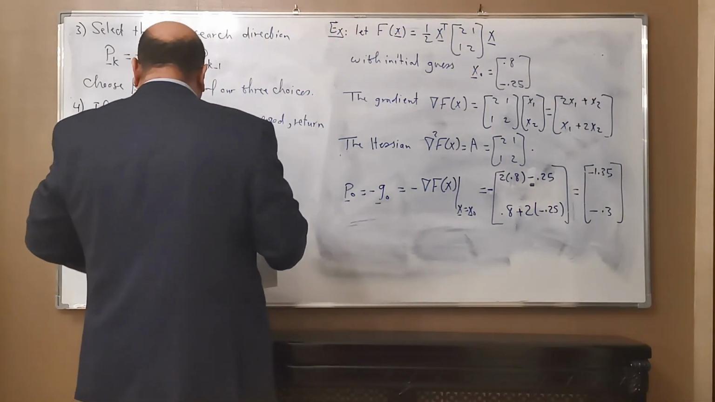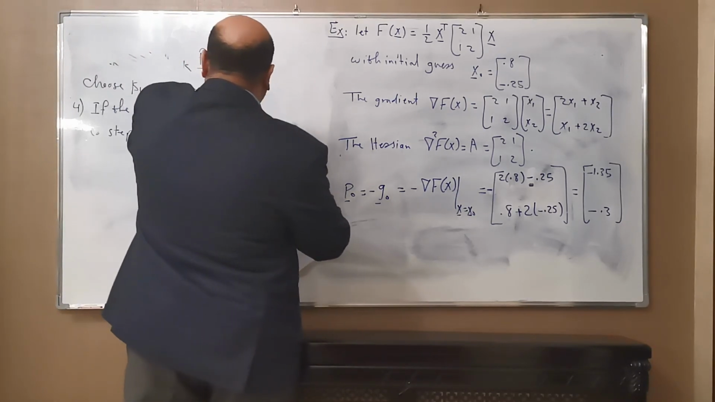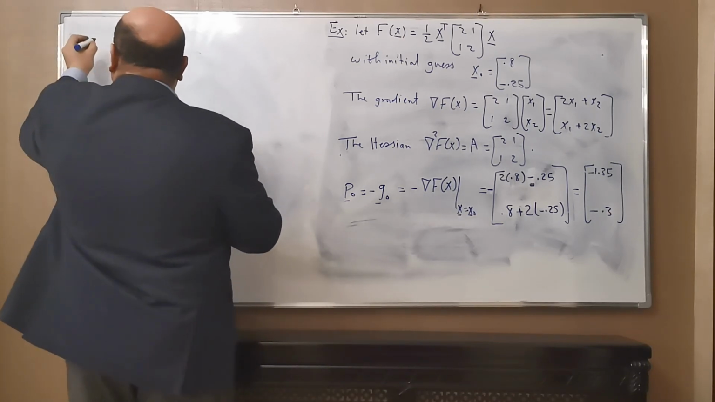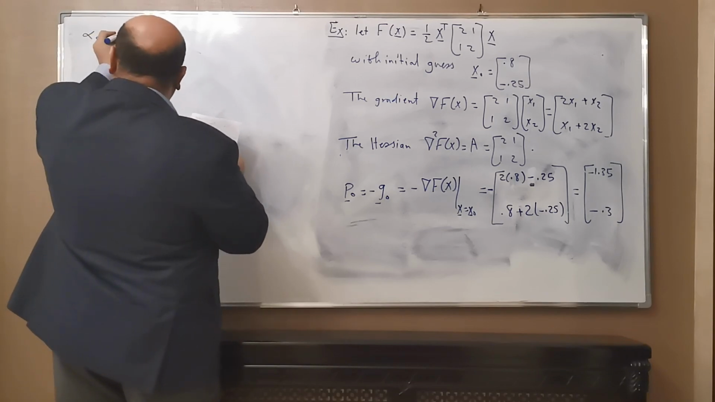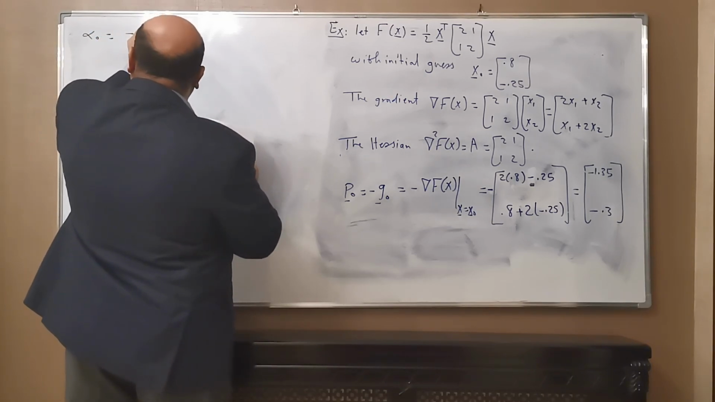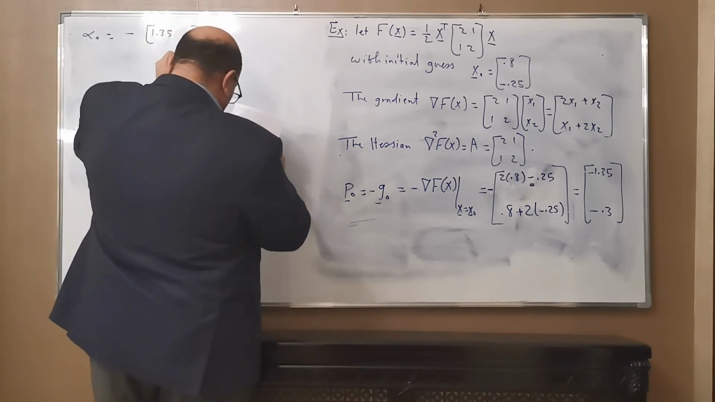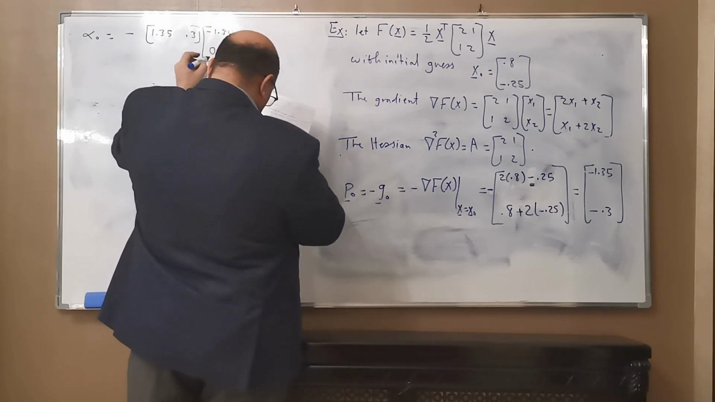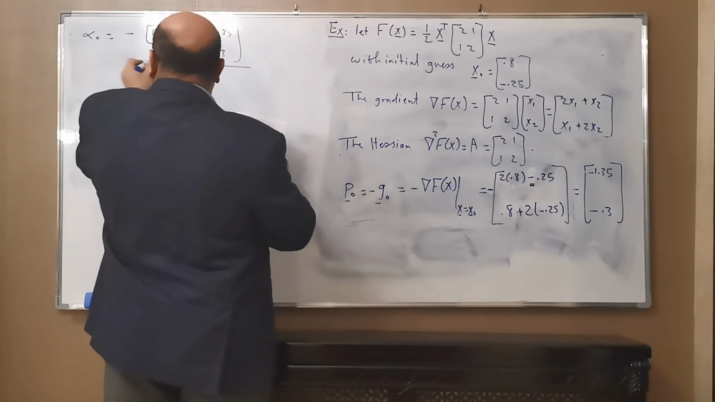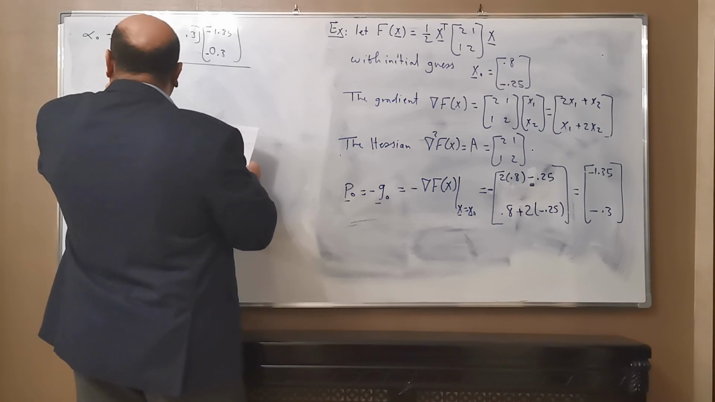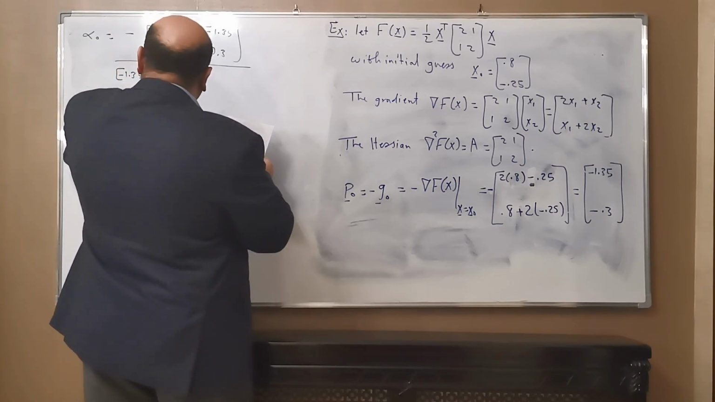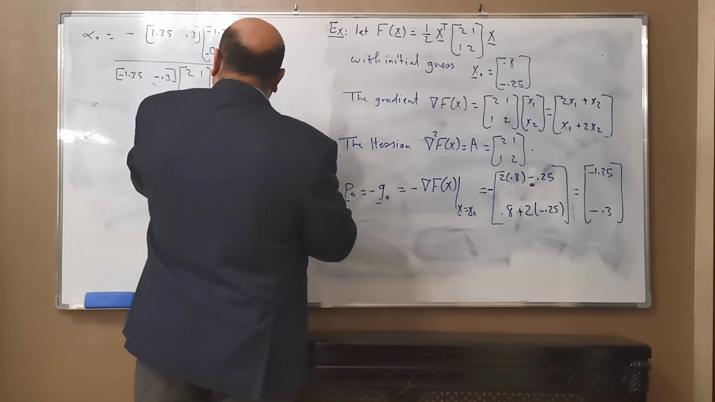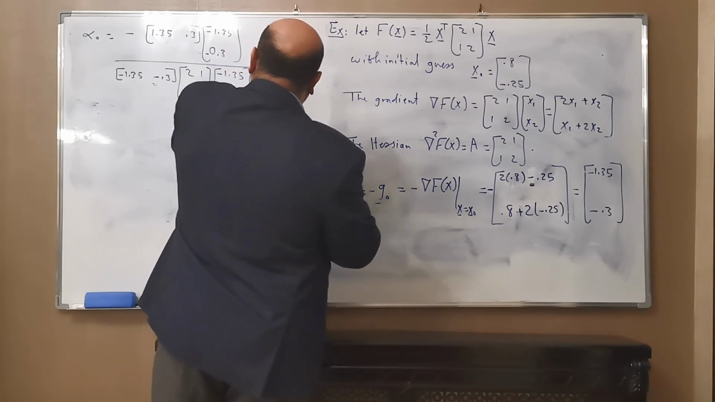Okay, we need to calculate alpha 0 here. So alpha 0 is equal to minus g0 transpose p0, (1.35, 0.3) times (-1.35, -0.3), over p0 transpose A p0, (-1.35, -0.3) times 2, 1, 1, 2 times (-1.35, -0.3). So we end up with this 0.413.